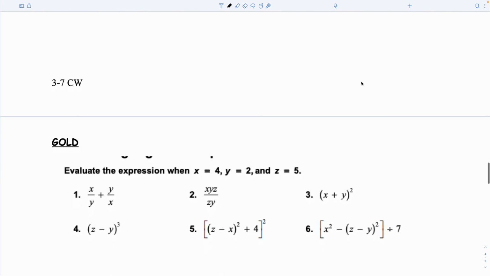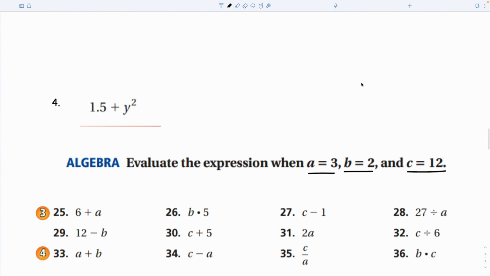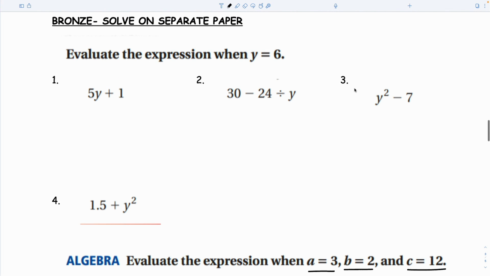What else do I want to see? Gold is a little bit tricky. I want you to start on at least bronze for 10 minutes before you switch off. This is a really new concept for us. Make sure you talk with your partner. Make sure you're checking your answer on the back of the packet. 10 minutes. Go. And you can switch either way.